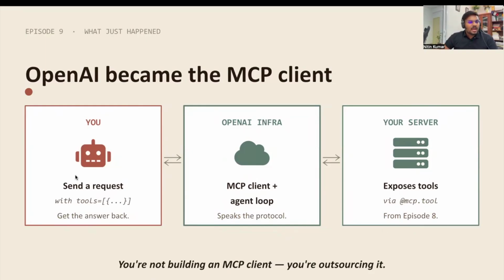So now if you send this request, it will go to OpenAI. And if OpenAI needs to access a tool, it will call the server, get a response from the tools, integrate it into the loop, and respond with the final answer to you in very simple language. So you are not building an MCP client. You are now outsourcing it.